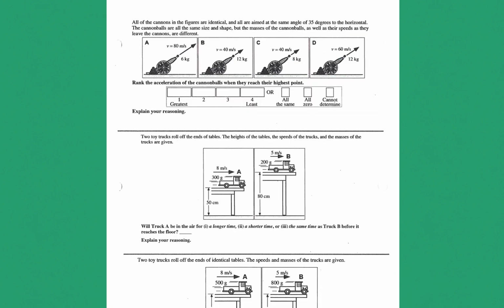Okay, let's keep going. All the cannons in the figure are identical, and they're aimed at the same 35 degrees. The cannonballs are all the same size and shape, but the masses of the cannonballs, as well as the speeds they leave the cannon, are different. So we already talked about how mass has no effect.